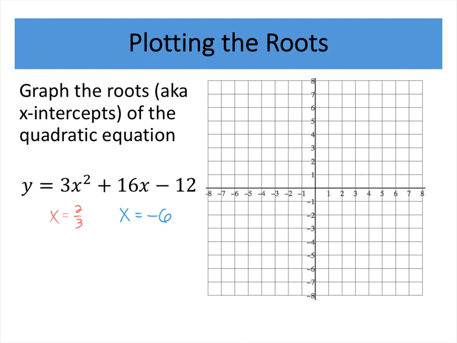When we look at this, where is 2/3? 2/3 is positive. It's not quite 1, but it's not quite 0. So it's about 2/3 of the way between 0 and 1. And where is negative 6? Negative 6 is really right on the graph. It ends up being right there.